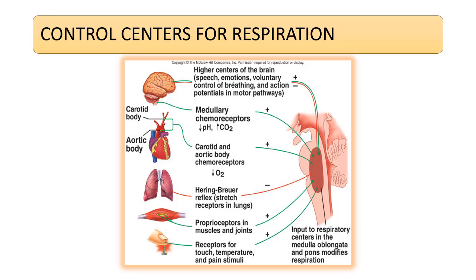The higher centers of the brain control speech, emotions, voluntary control of breathing, action potentials, and motor pathways. Medulla is the respiratory center. Medulla chemoreceptors: decrease in pH, increase in CO2, deep breathing.